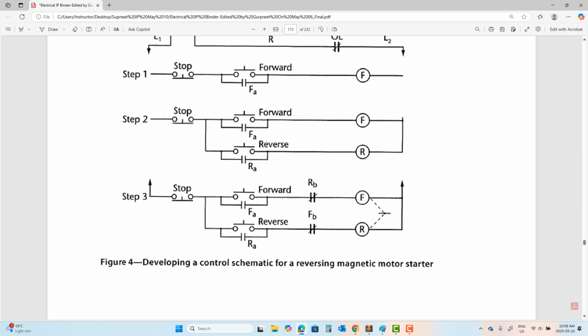Okay? Once it has gone through its full forward cycle, what happens? You push the reverse button down, the R coil energizes. When the R coil energizes, RA will close, RB will open, and the reverse process will happen. But the intelligent part is that when reverse is happening, RB is open, so forward cannot happen. Same thing, when forward is happening, FB is open, so reverse cannot happen.